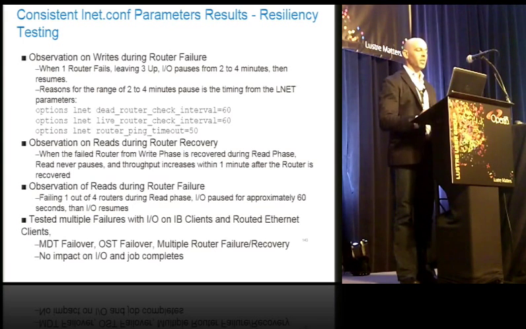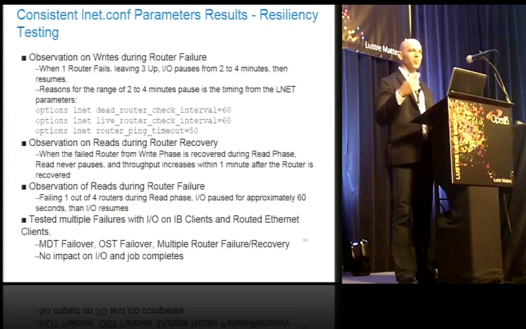There were interesting characteristics when I was monitoring I/O in terms of performance tools. When I kill the router, there are 3 different LNet router check intervals that we look at: the dead router check interval, the live router check interval, and the router ping timeout. Because I was doing standard round robin configuration for the Ethernet side, when I killed the router, all the I/O halted for roughly 60 seconds. So you see a pause in I/O for 60 seconds until its peers identify that the router is actually down.